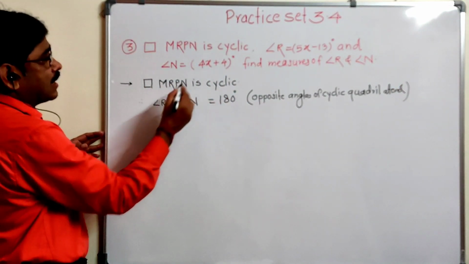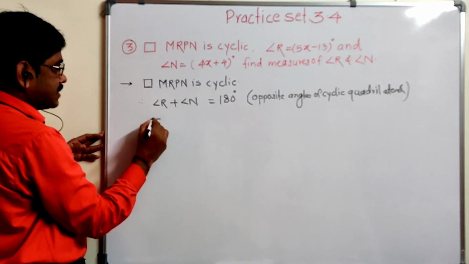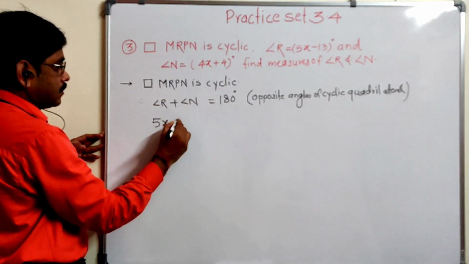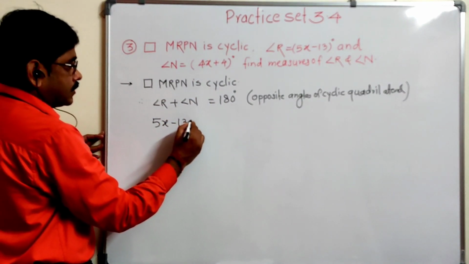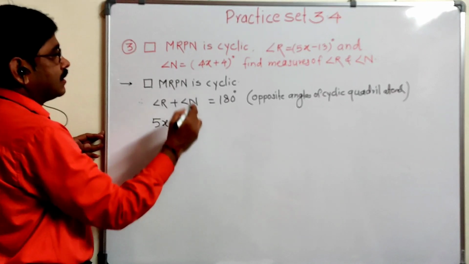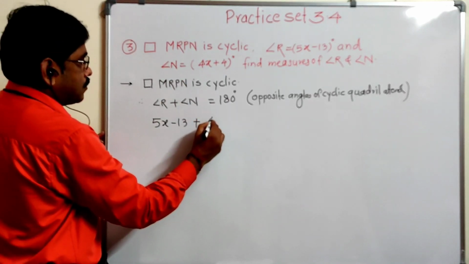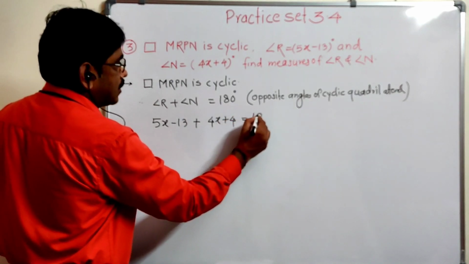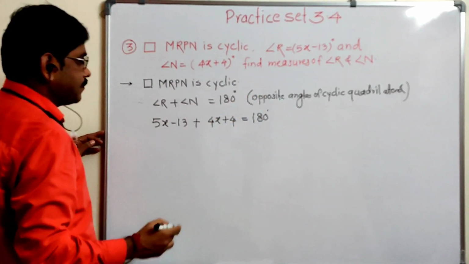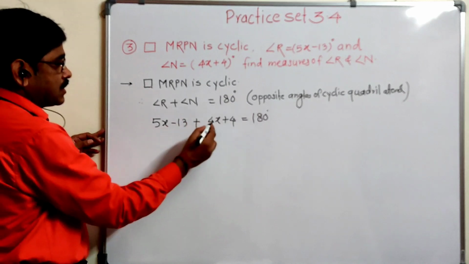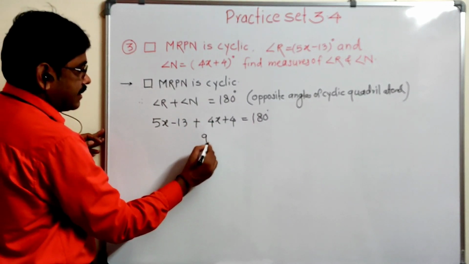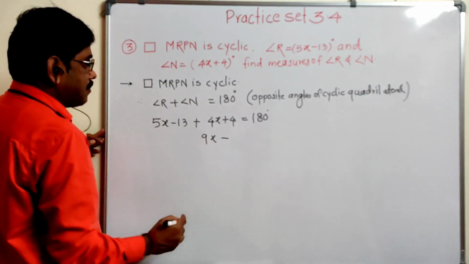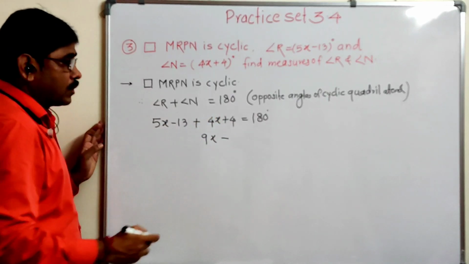So angle R is given as 5x minus 13 plus angle N is given as 4x plus 4 degree, means 5x minus 13 plus 4x plus 4 is equal to 180 degree. Now 5x plus 4x is 9x, and minus 13 plus 4 is minus 9.